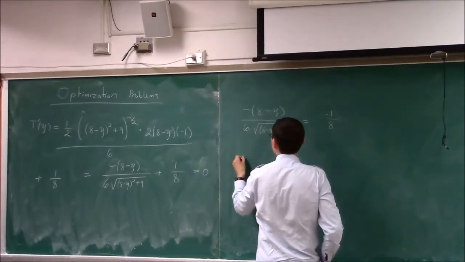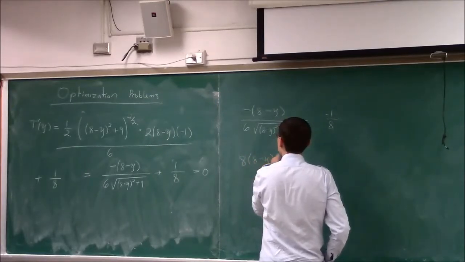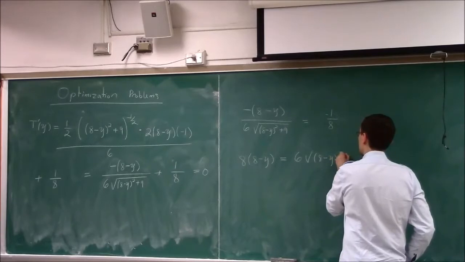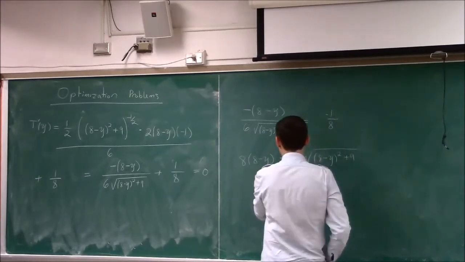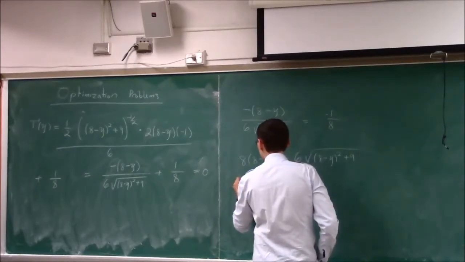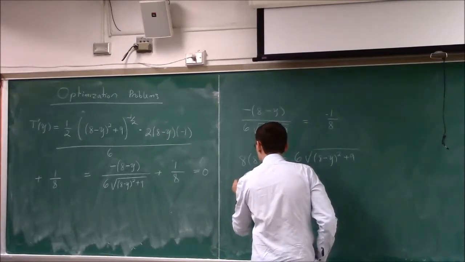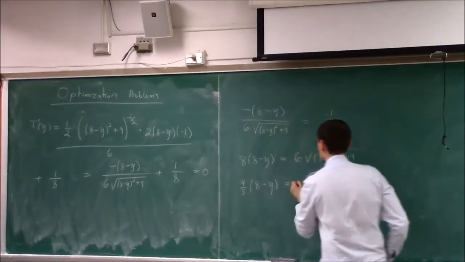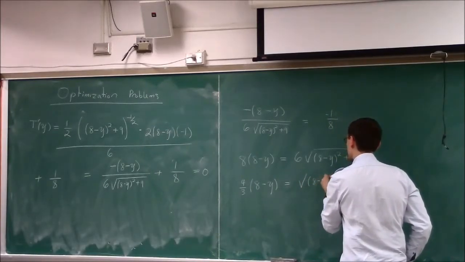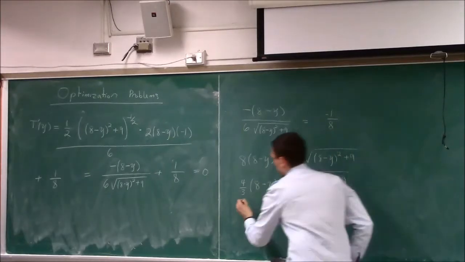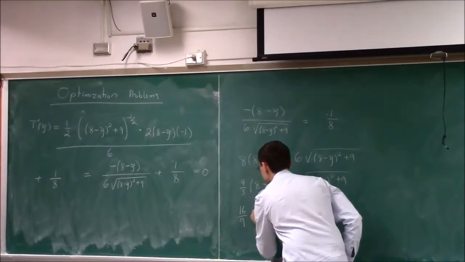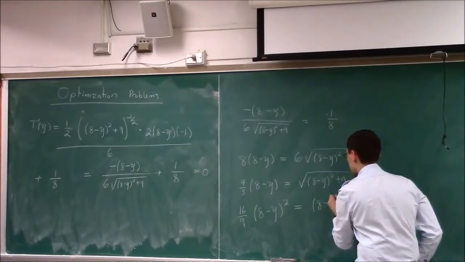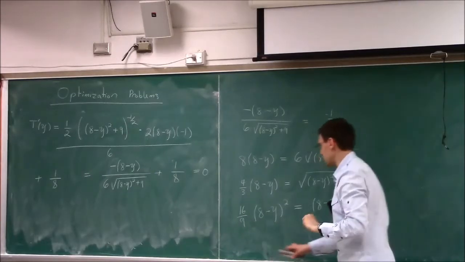So what you have is 8 times (8 minus y) equals 6 root of (8 minus y) squared plus 9. So divide this. What you have is 8 divided by 2 is 4 over 3: 4 over 3 times (8 minus y) equals the square root of (8 minus y) squared plus 9. Then you square both sides. What you have is 16 over 9 (8 minus y) squared equals (8 minus y) squared plus 9.